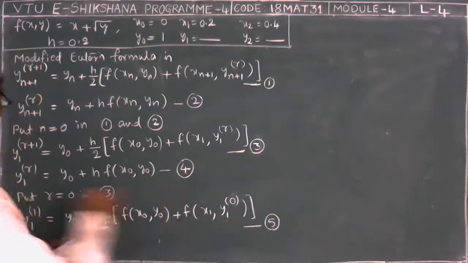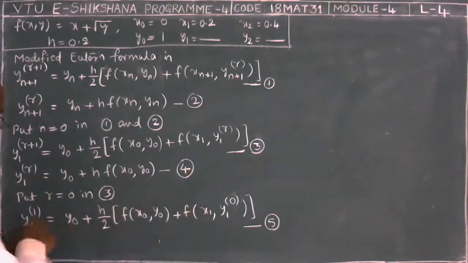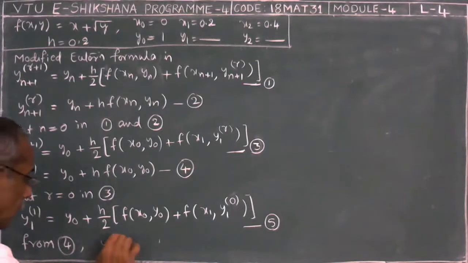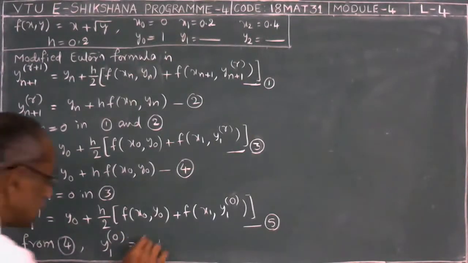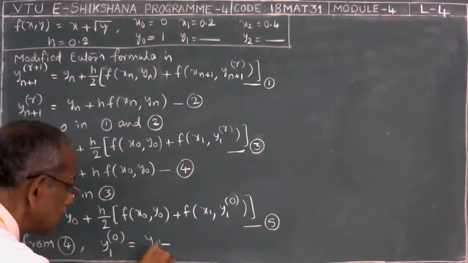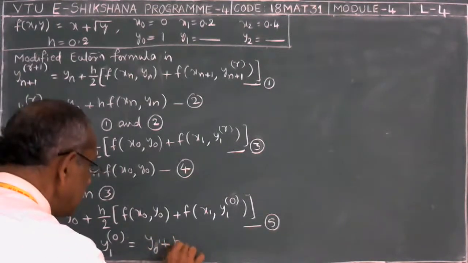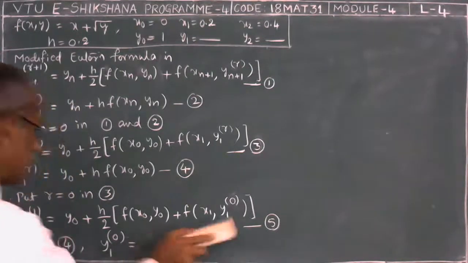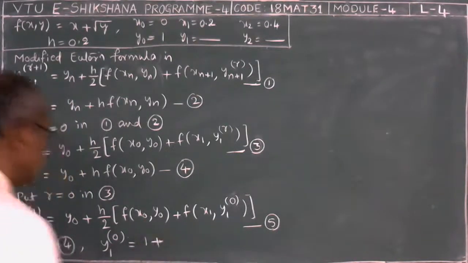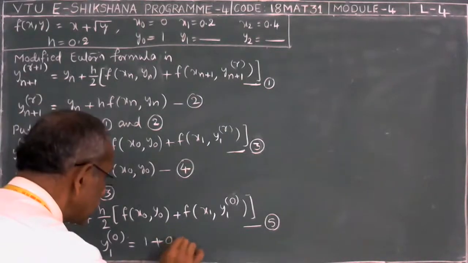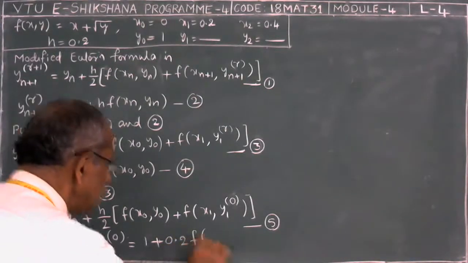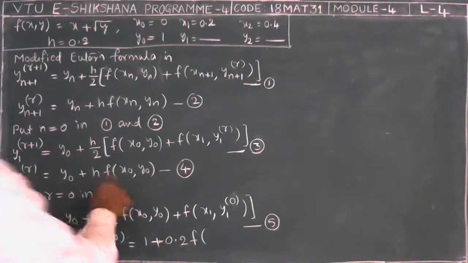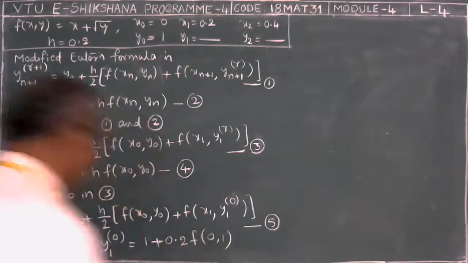Now I will calculate y1 superscript 0 from 4 and substitute here and find out the first iteration. From equation 4, y1 superscript 0 is y0 plus h into f of x0 comma y0. We'll substitute here: y0 is 1 plus h is 0.2, h is 0.2 into f of x0 comma y0, that is f of 0 comma 1.